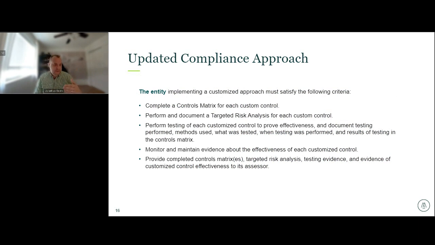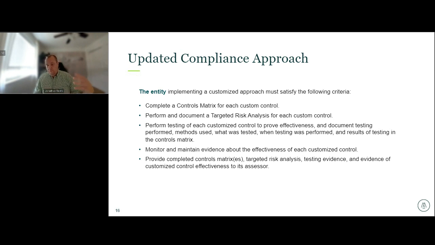The first is you have to complete a controls matrix for each control, and I will demonstrate what a controls matrix is. You have to document a targeted risk analysis, and I will also show you a targeted risk analysis example for each custom control. Then you as an organization also have to perform testing of your controls. You have to prove the effectiveness. You have to document your testing, your methods, what was tested, when testing was performed, and so on and so forth. And not only that, but you can't just set and forget these customized controls. You have to, over time, monitor and maintain evidence that shows these controls are working.